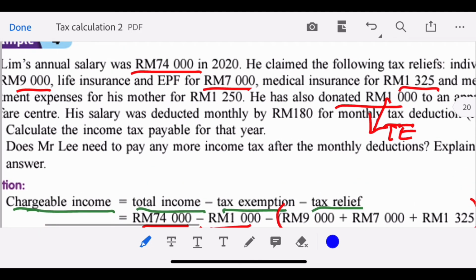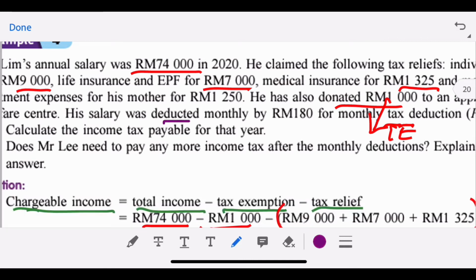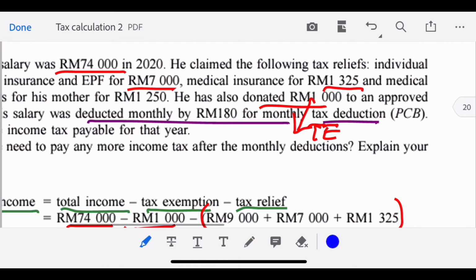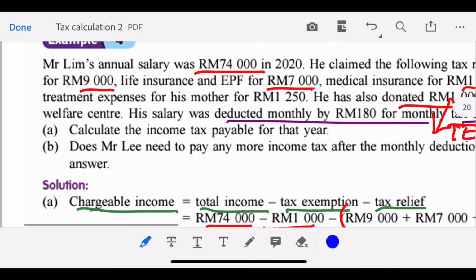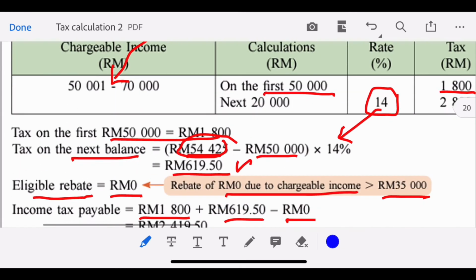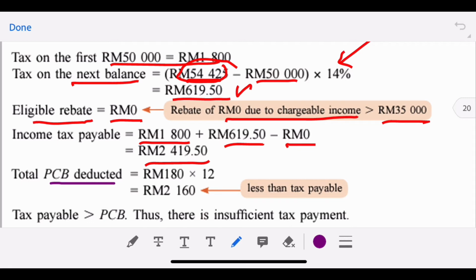Mr. Lim's salary was deducted by the tax deduction per month, or we call it PCB, of 180 ringgit per month. So the total PCB for the whole year is 180 times 12, which is 2,160. So this amount is less than the tax payable.